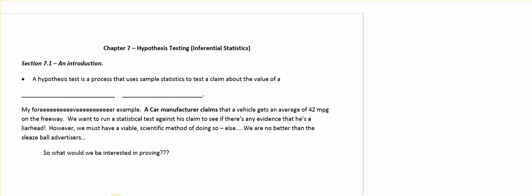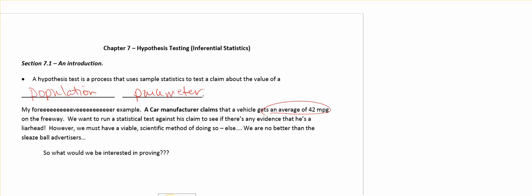In Chapter 7, the whole purpose is to be able to test a claim about a value of the population's parameter. We want to do this for lots of different scenarios. One that I keep talking about is that I have a car manufacturer that claims that the car you purchased gets an average of 42 miles per gallon on the freeway. And we want to run a statistical test to see if we can prove him wrong.